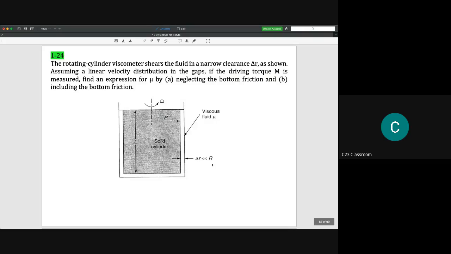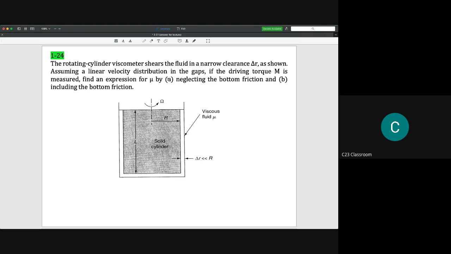So for 1.24, we have the rotating cylinder here. The question says the rotating cylinder viscometer shears the fluid in a narrow clearance delta R. So we have a delta R here. Assuming a linear velocity distribution in the gaps, if the driving torque M is measured, find an expression for mu by neglecting the bottom friction and including the bottom friction.